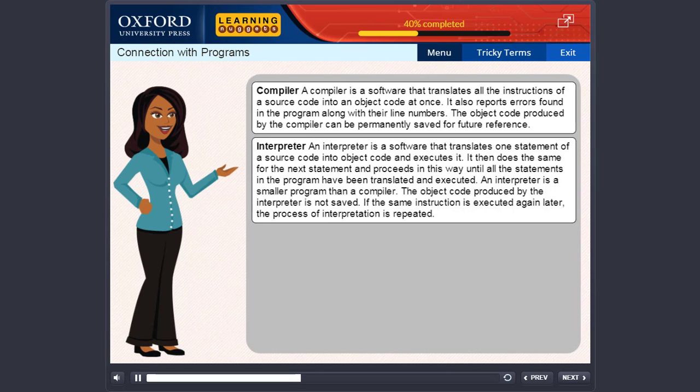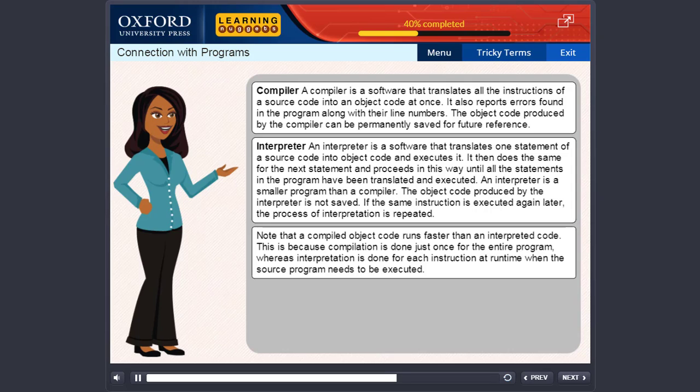Interpreter. An interpreter is a software that translates one statement of a source code into object code and executes it. It then does the same for the next statement and proceeds in this way until all the statements in the program have been translated and executed. An interpreter is a smaller program than a compiler. The object code produced by the interpreter is not saved. If the same instruction is executed again later, the process of interpretation is repeated.